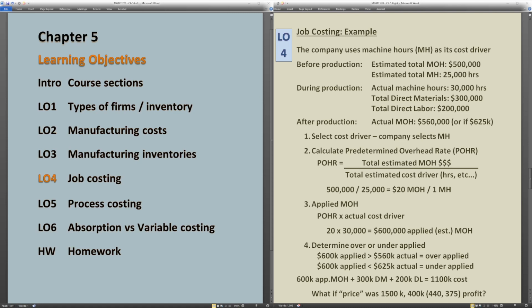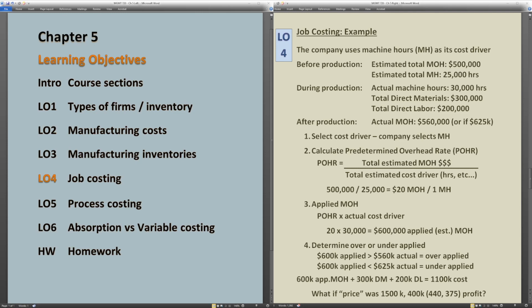So what we do is we now take this rate of $20 and we say, okay, during production, I may have estimated that we were going to run our machines for 25,000, but we actually ran them for 30,000. You can see that during production, we actually ran the machines for 30,000 hours.